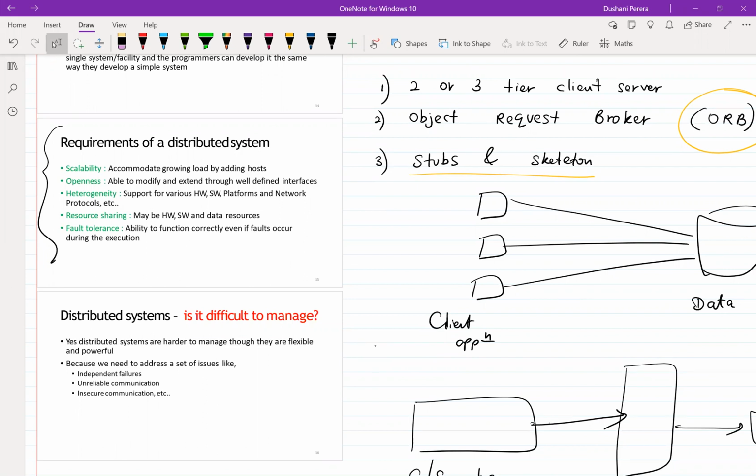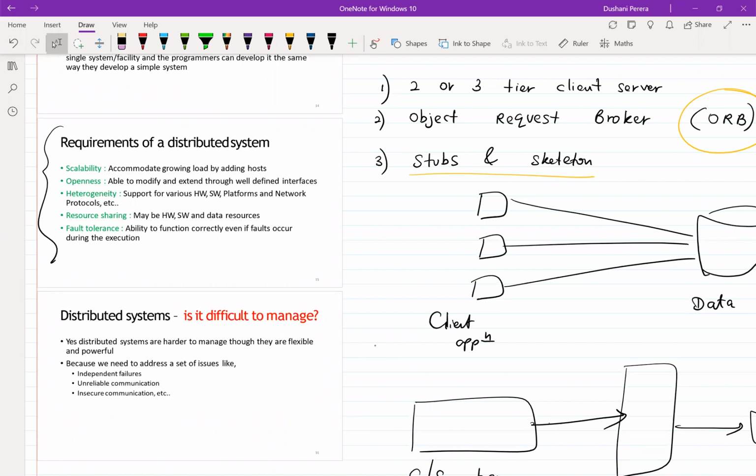there. Then when it comes to openness, you need to be able to change or even extend this system. And heterogeneity, we talked about it earlier. So there's support for different types of devices or programs or things like that. Resource sharing, we mentioned that as well when it came to distributed computing.